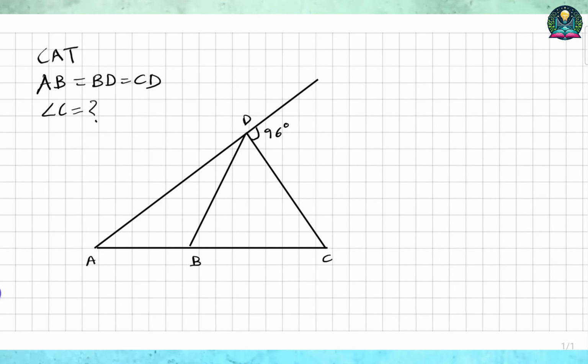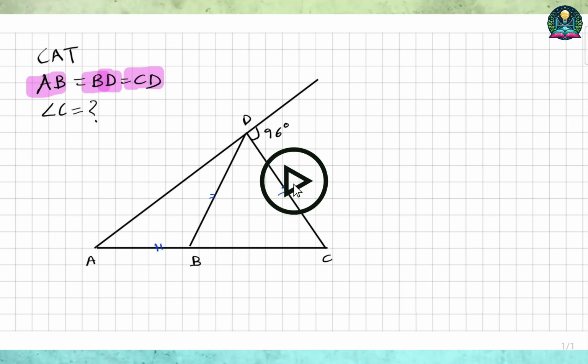So next we have a CAT question, and as you can see, the figure has been provided to us. We know that AB is equal to BD is equal to CD. Now let's mark these in the figure. We have AB, BD, CD. Let's mark them as equal. So guys, this is a fairly straightforward question. I would suggest you pause the video, try it yourself, and then come back if you get stuck somewhere. Assume you have given it a shot.